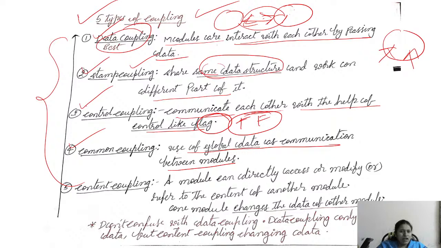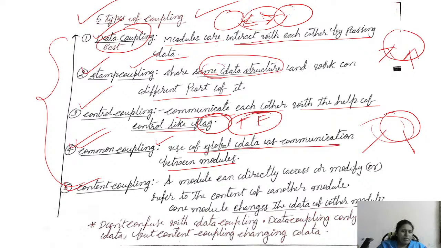Okay, this is common coupling. They are using the common global data here, global data for communicating between modules. By using this global data only, they are communicating. That is called common coupling.